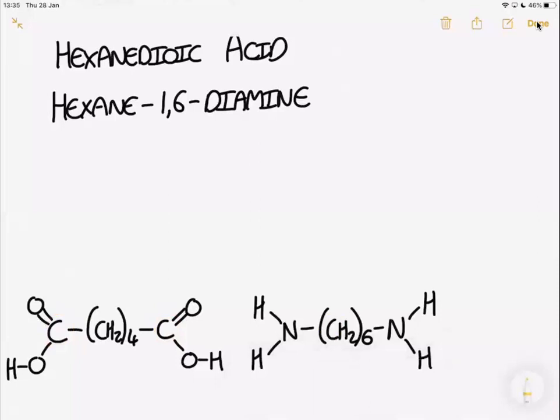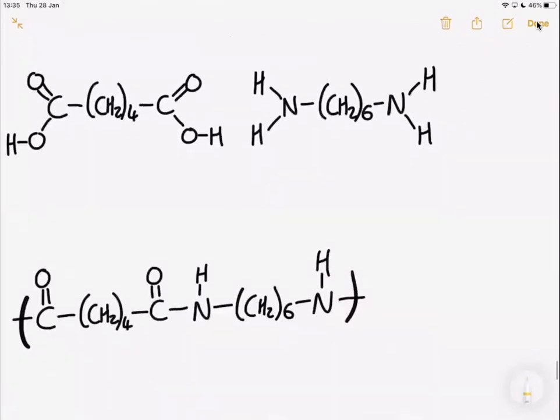So then, if you weren't able to draw the monomers, pause the video and have a go at doing the polymer diagram now. Otherwise, we're about to move on and look at it. There we go.